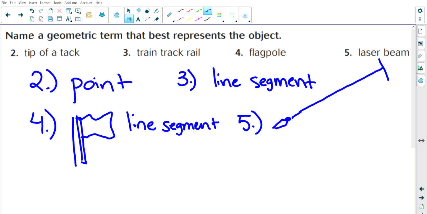So let's think. Lines continue on in both directions. Is this continuing in both directions? No, it's only continuing in one direction. So the term that says a line that continues in one direction but not the other is called a ray. So that is a ray.